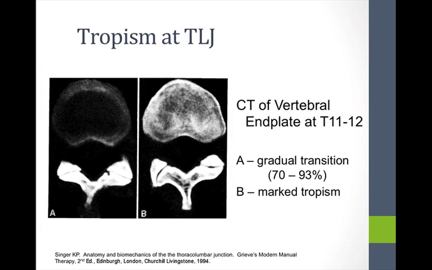Controversy exists as to whether tropism is common at the thoracolumbar junction. Singer et al. reported that tropism of more than 20 degrees between joint planes was 2 times more frequent in males. The theories proposed to account for the tropism are varied.